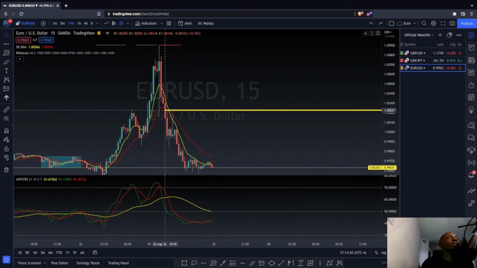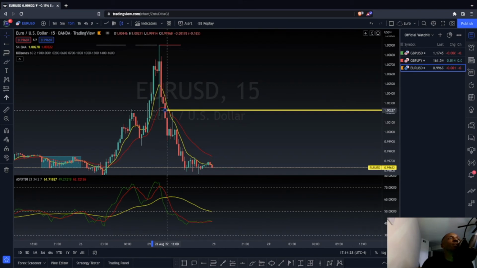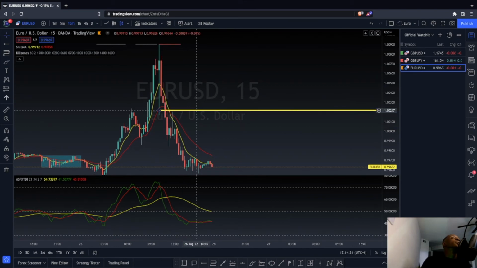fair value gap that hasn't been quote unquote booked yet. That's what I call it. When price hasn't pushed into above, into the fair value gap area. So I wouldn't be surprised if we saw a pullback there as well.